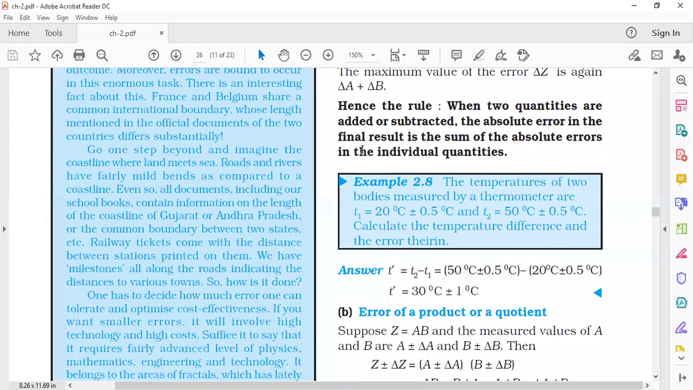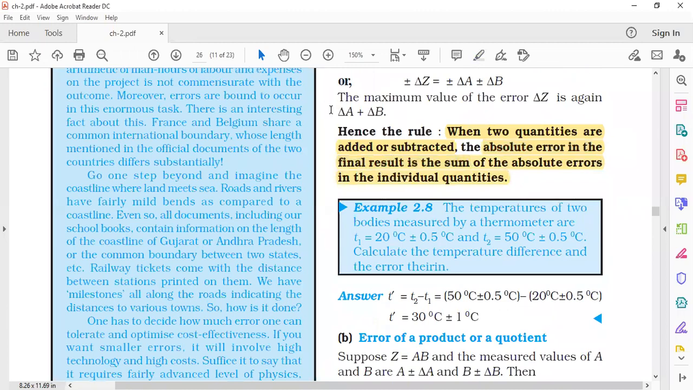In this session, let me recollect the statement, then I will start the next one. Finally, the rule says that when two quantities are added or subtracted, the absolute error in the final result is the sum of absolute errors in the individual quantities. So this was the statement. Mathematically, we convinced ourselves that the absolute error in the result is delta A plus delta B.